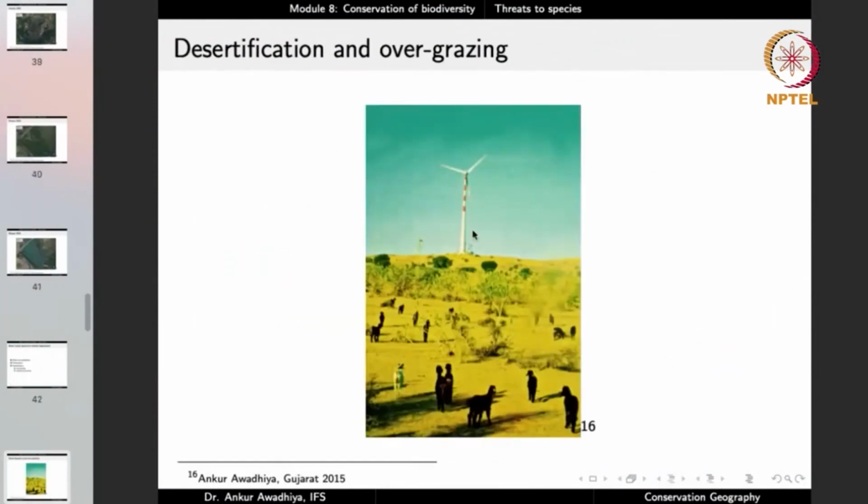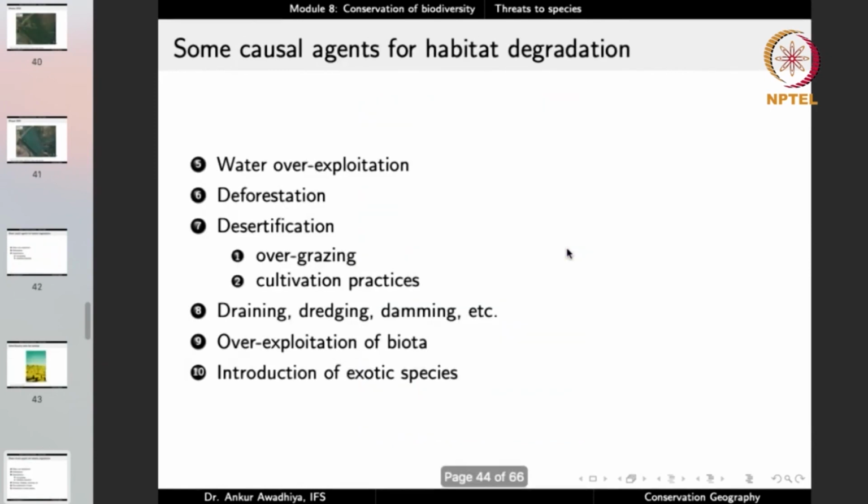So overgrazing, if you look at this area, you are witnessing the conversion of a habitat into a desert because so few plants remain, but then there is a huge goat and sheep population that is being reared here. They will eat up all of these plants, and slowly and steadily you will have a situation where there is no more vegetation cover left in this area.